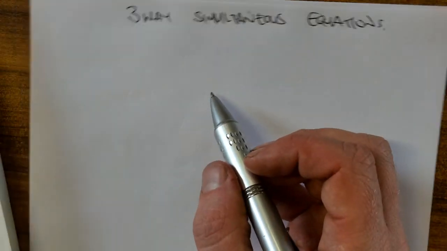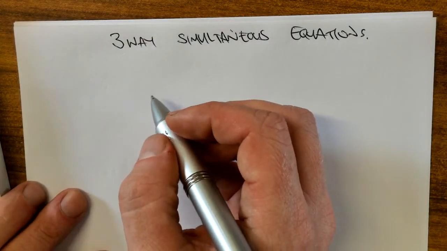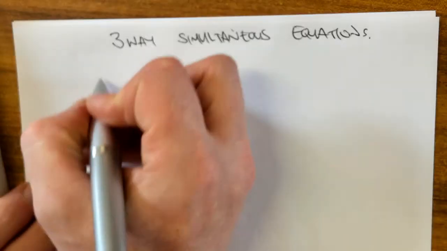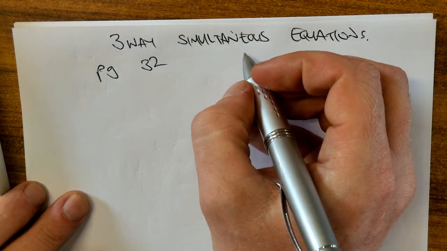Okay, so I'm going to do an example of a three-way simultaneous equation, and one of these absolutely will come up in your exam, so you should know how to do it. This one is on page 32. I'm just going to do question 2.